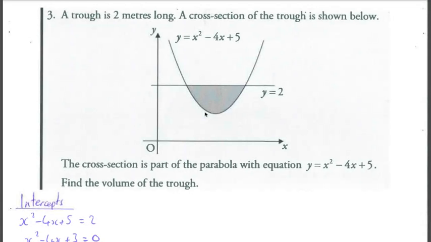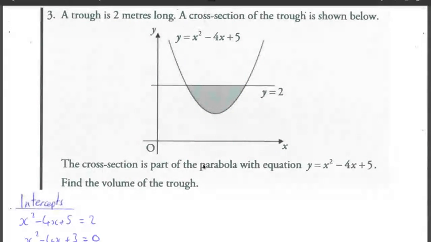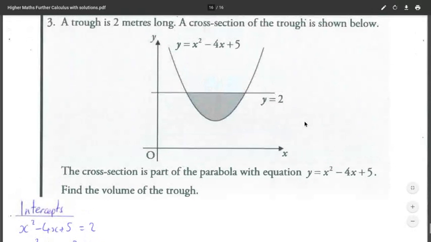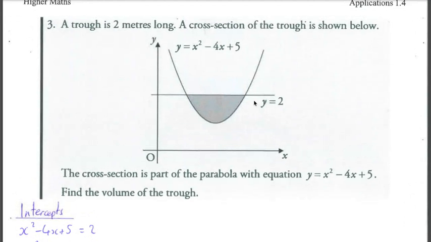So it's a 3D thing. We're just looking at one end of it here. We've not got a 3D image of it. So the cross section is part of the parabola with the equation y equals x squared minus 4x plus 5. Find the volume of the trough. So we have the line y equals 2. We have the curve y equals x squared minus 4x plus 5.